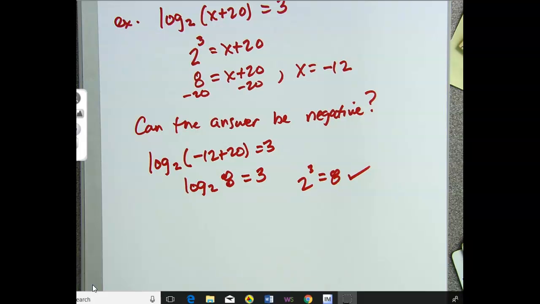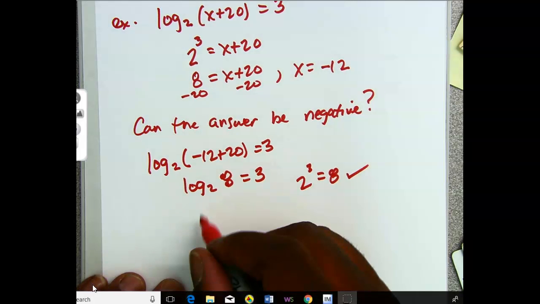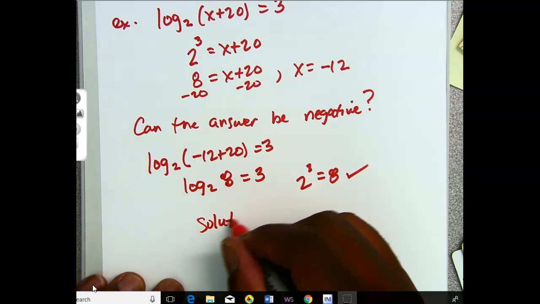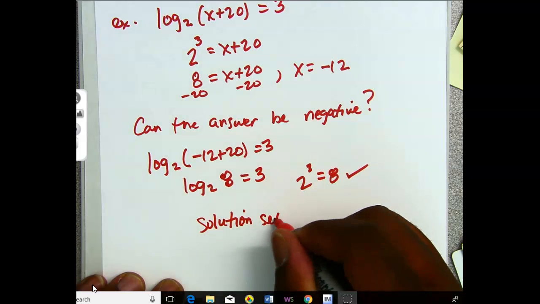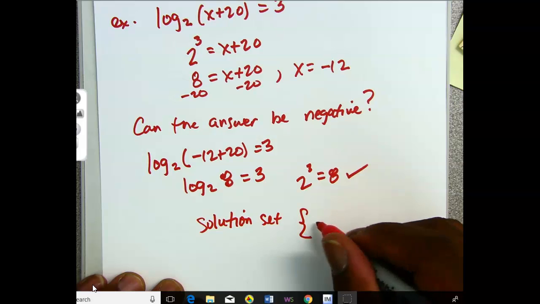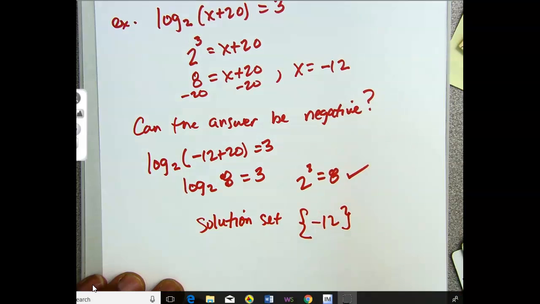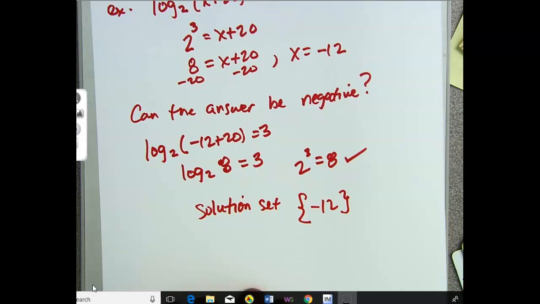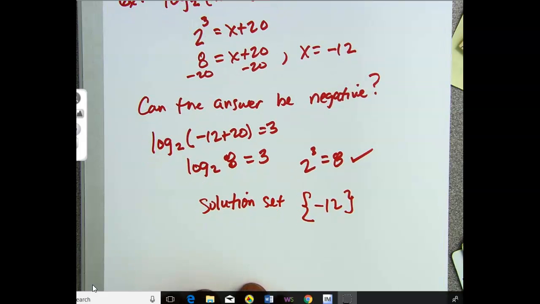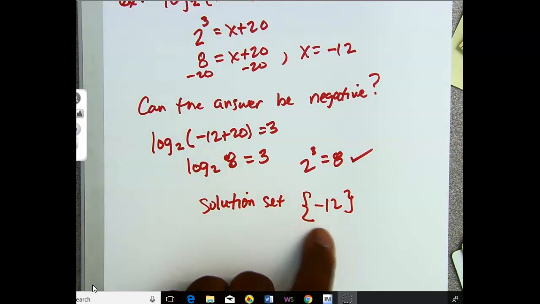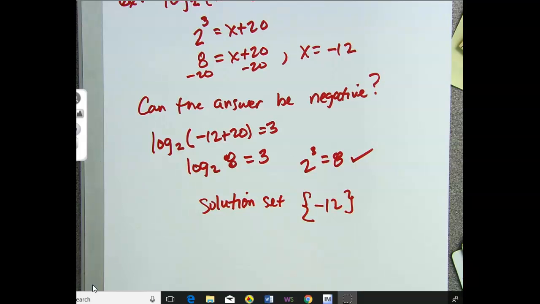We just have to make sure that we're not taking the log of a negative. So how do you write your solution? So our solution set in set notation is this. Our solution is negative 12. I'm writing it this way just because on some of the quizzes, you may see the solution written this way. So that's our solution set.